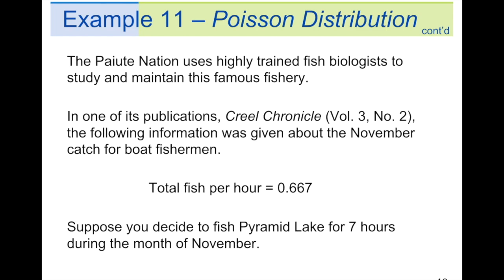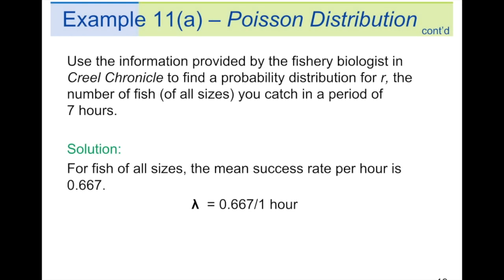Suppose you decide to fish Pyramid Lake for 7 hours during the month of November. Use the information provided by the fishery biologist in the Creel Chronicle to find a probability distribution for R, the number of fish of all sizes you catch in a period of 7 hours. For fish of all sizes, the mean success rate per hour is 0.667. So lambda is 0.667 for 1 hour.